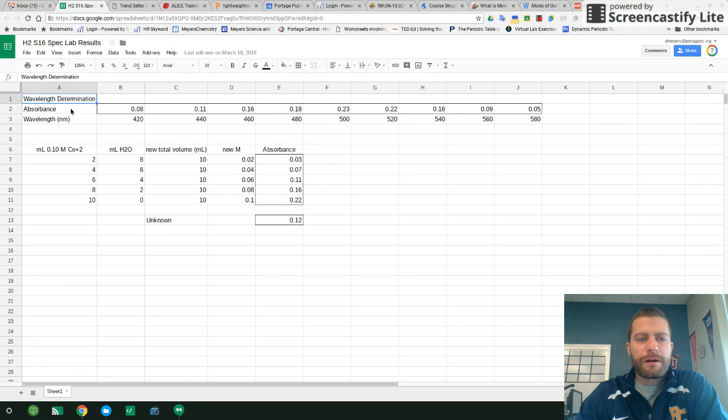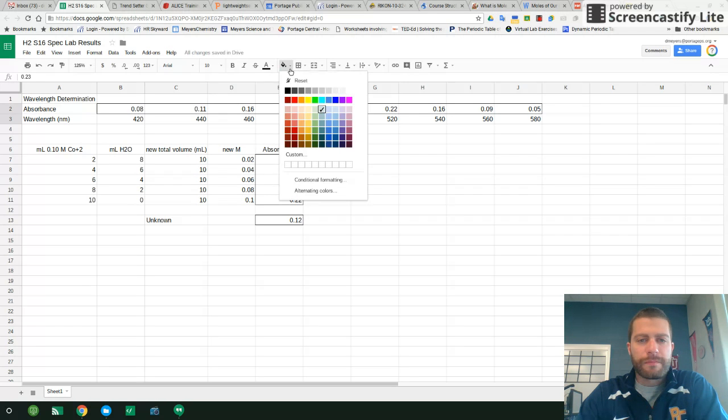And so the top part looks like what you have on your lab sheet with the wavelength determination of highest absorbance. So I did this like a year and a half ago. From my data, what I found is that my highest absorbance was 0.23, which was at 500 nanometers. All right, so I'll highlight this here. So that was my highest one.